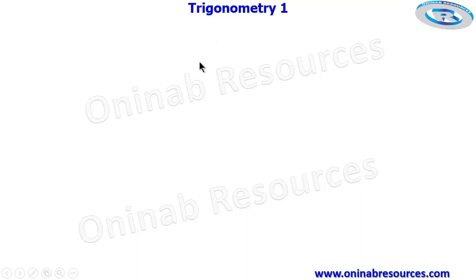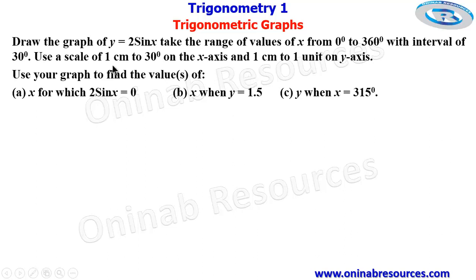In this video, we'll be looking at trigonometric graphs. So we start with the problem. Draw the graph of y equal to 2 sine x. Take the range of values of x from 0 to 360 degrees with interval of 30 degrees. Use a scale of 1 centimeter to 30 degrees on the x-axis and 1 centimeter to 1 unit on the y-axis.